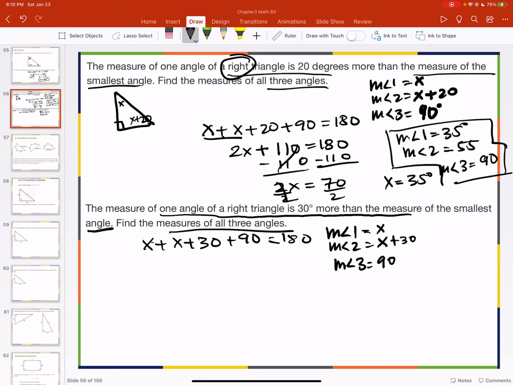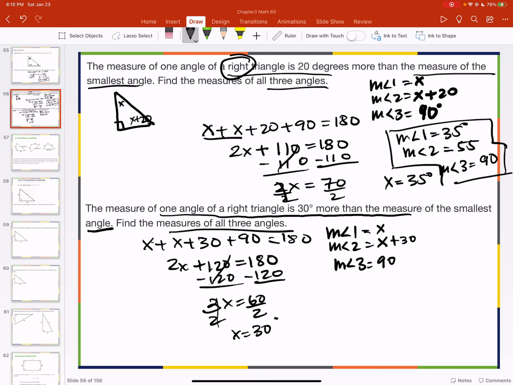Okay, so then let's combine like terms. We get 2X plus 120 is equal to 180. We're going to subtract both sides by 120. We get 2X is equal to 60. Divide by 2. We get X is equal to 30 degrees. So the measure of angle 1 is going to be 30. And then the next one, the bigger one, is going to be 30 plus 30, 60. And then the third one, of course, because it's a right triangle, is 90.